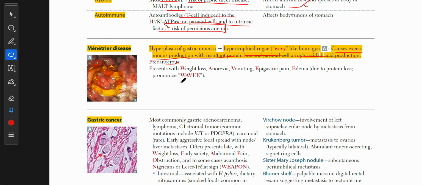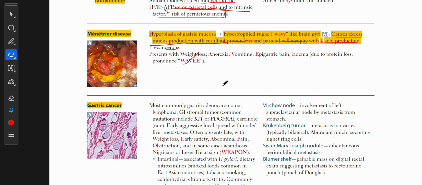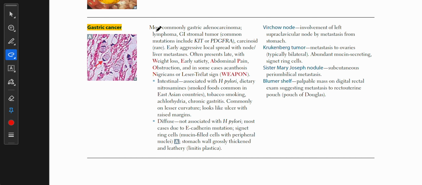It presents with weight loss, anorexia, vomiting, epigastric pain, and edema due to protein loss. So a wavy, brain gyri-like structure is there in histology, right? In gastric cancer, the most common type is adenocarcinoma, then lymphoma, then GI stromal tumor. Common mutations include KIT or PDGFRA. Carcinoid, early aggressive local spread with node or liver metastasis can occur, right?